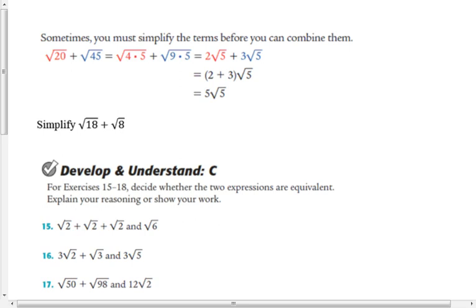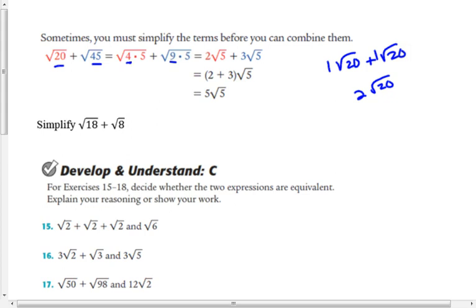Sometimes you have to simplify the terms before you can combine them. So we were working on this yesterday. You notice right away that these aren't like terms. Like if it was the square root of 20 plus the square root of 20, you could combine those and say 2 times the square root of 20. These are both 1 times the square root of 20. But notice that we can simplify the square root of 20 because it has a perfect square factor of 4. And we can simplify the square root of 45 because it has a perfect square factor of 9.